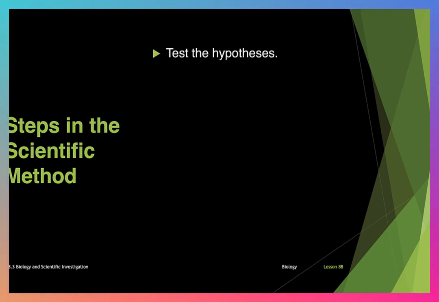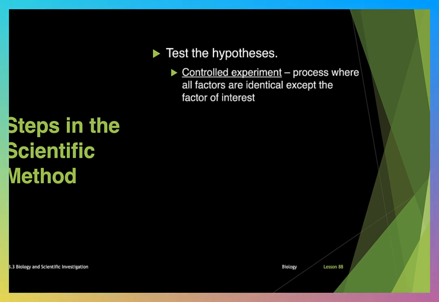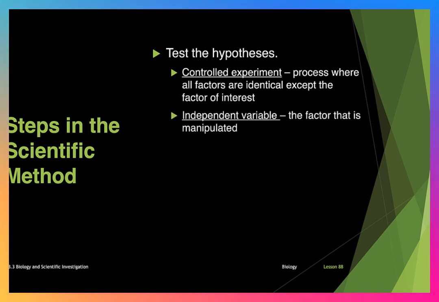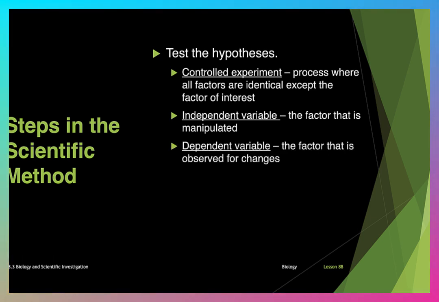Then you have to test this hypothesis or these hypotheses that you've generated, and you do that by performing what's known as a controlled experiment. A controlled experiment is a process where everything is kept constant in the experiment except for the factor that you're interested in. The factor that you're interested in that's manipulated is called the independent variable. The factor that you think is going to change because of the manipulation that you've done is called the dependent variable. So you observe the dependent variable for changes in the independent variable.